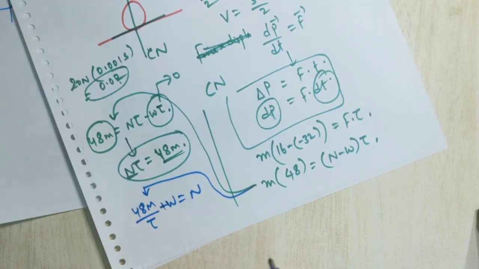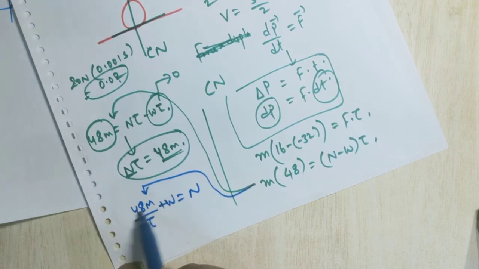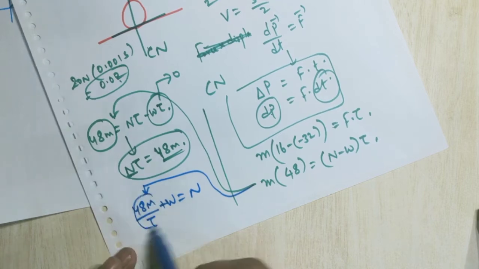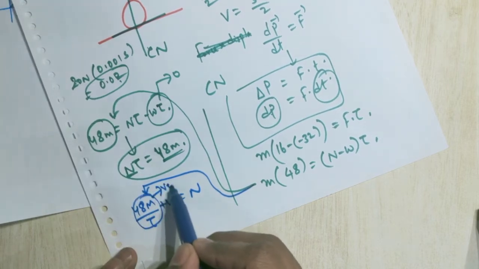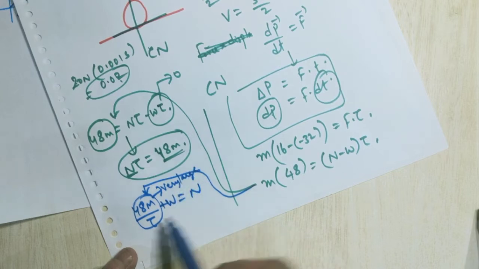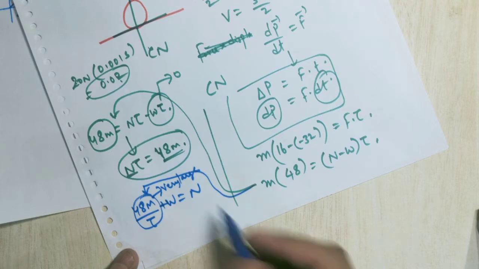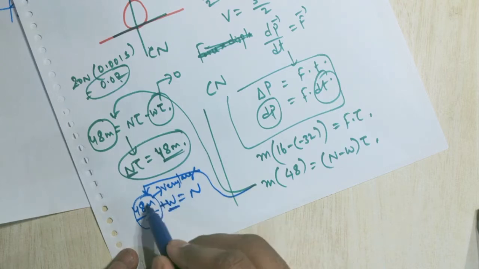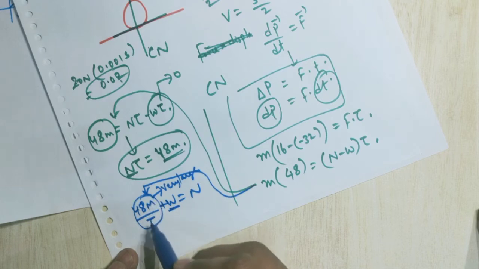Okay, now you can see that 48 m is a finite quantity divided by tau. Tau is a very small quantity. When you divide anything by a very small quantity, it becomes very large. Now if you add any quantity to a very large quantity, that very large quantity will not change. This weight is finite, whereas 48 m by tau is very large.